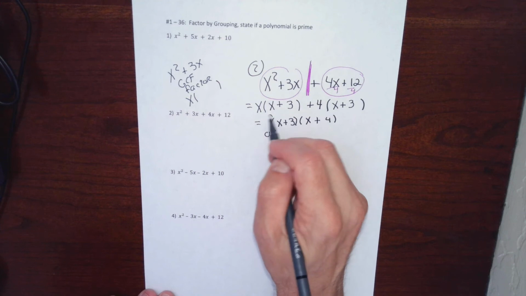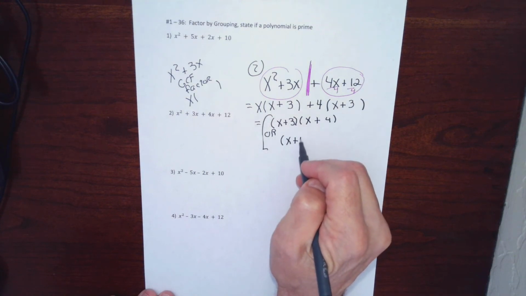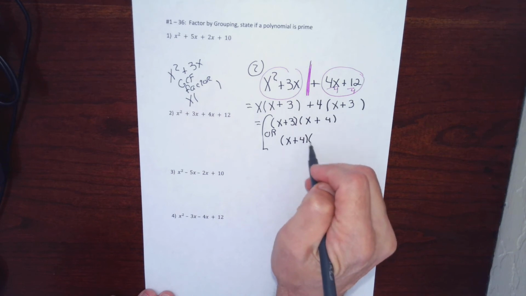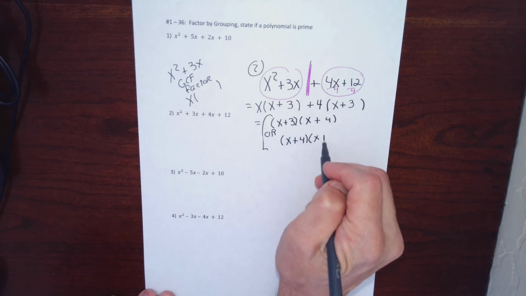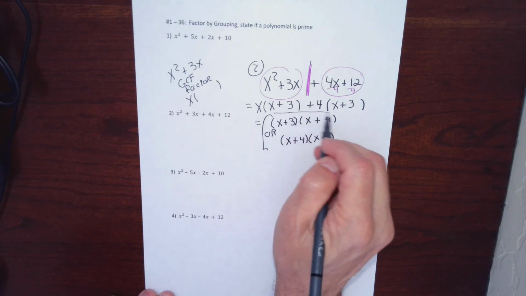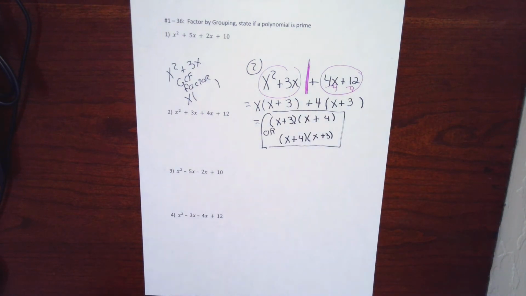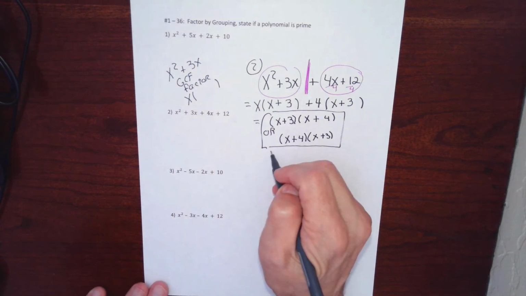When I go to write a factored answer that has 2 parentheses, the order that I write the parentheses in is completely up to me. There are two correct answers for problem 2. X plus 3 times x plus 4 is as correct as x plus 4 times x plus 3. It turns out that the second version, if I go into checking mode, is the better way to write.